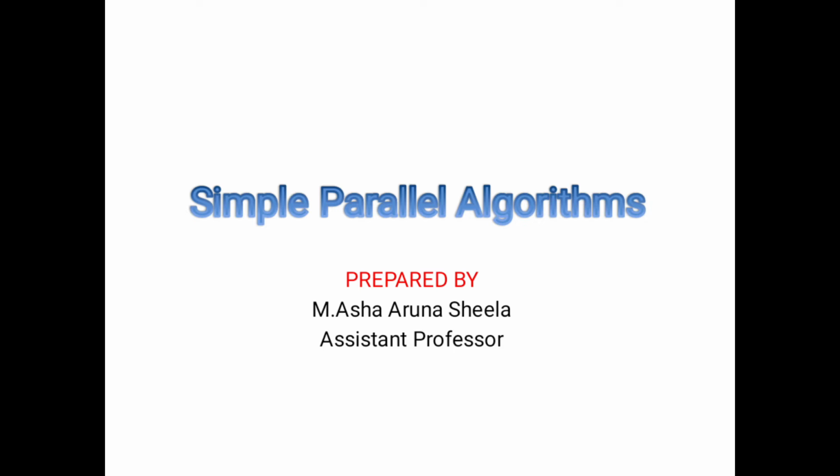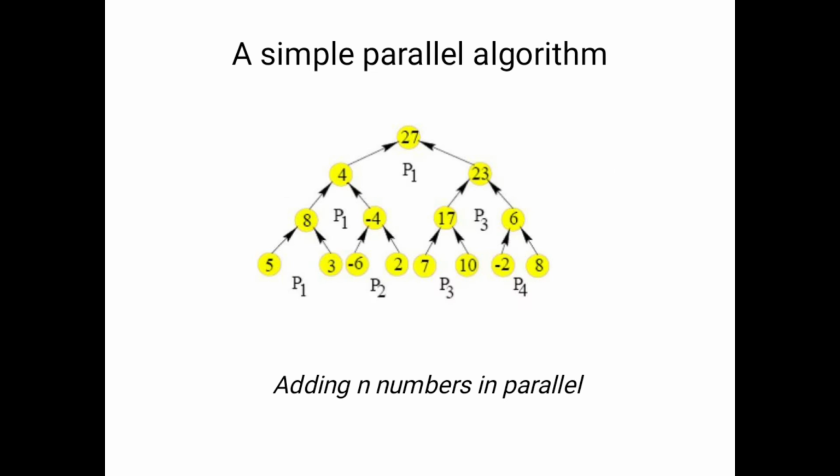Today, I want to discuss simple parallel algorithms. Before going to that, I will show you the diagram here. Here we have a number of processors. In this diagram we took 27 as the number, and it is divided into two parts, 4 and 23, and after that the 4 is divided again into 2.